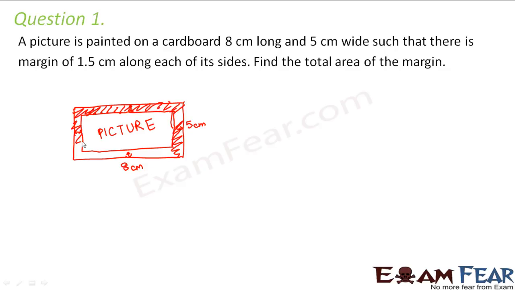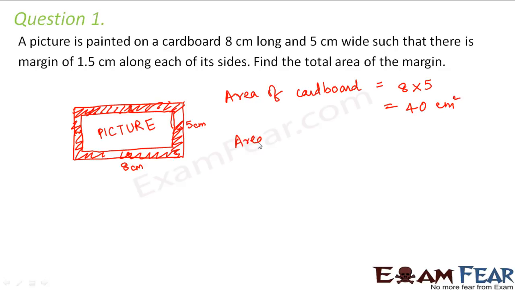So here also we will follow the same logic. We will first find out the area of the cardboard, which is the bigger rectangle. Then we will find out the area of the picture, which is the smaller rectangle. So let us first find out the area of the cardboard. So the area of the cardboard is length into breadth, that is 8 into 5, which is 40 centimeters square.